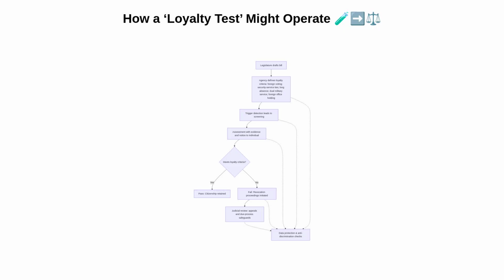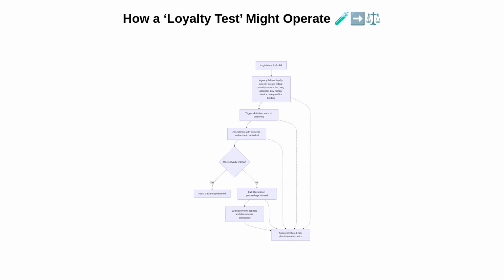This flowchart will depict a hypothetical pipeline. First, the legislature drafts a bill and delegates criteria to an agency. Next, potential triggers like foreign voting or certain service ties prompt screening. Then, an assessment phase reviews evidence and provides notice to the individual. If the person passes, citizenship is retained. If they fail, revocation proceedings begin. Crucially, judicial review and appeals should be available to protect due process, along with data protection and anti-discrimination checks.